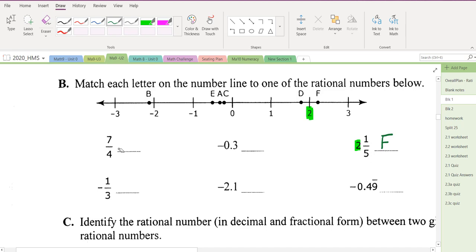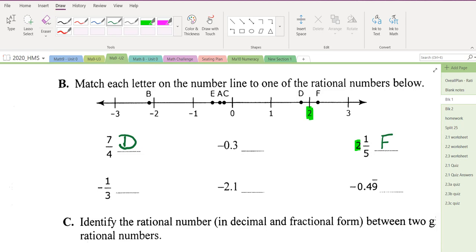Now 7 over 4, right? I can tell that's less than 2. How do I determine that's less than 2? Well, I know 8 over 4, like 8 is double 4, would be at 2. Right? So since 7 is less than 8, I know that point is going to be less than 2. Okay? That's the strategy I would have used. So we can say 7 over 4 is D. Did somebody else want to place another fraction for me?